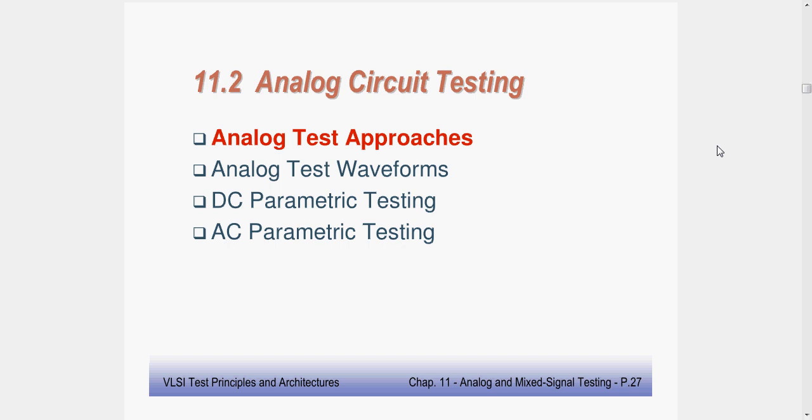So today we are going to cover the topic of analog circuit testing. Here we are going to cover four different subheadings. The first one is analog test approaches, second is analog test waveforms, third is DC parametric testing, and at last the AC parameter testing. So let us go into the topic today.